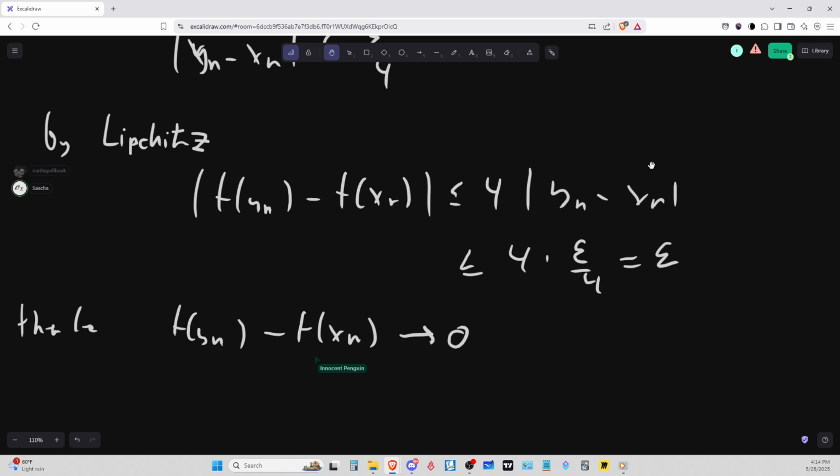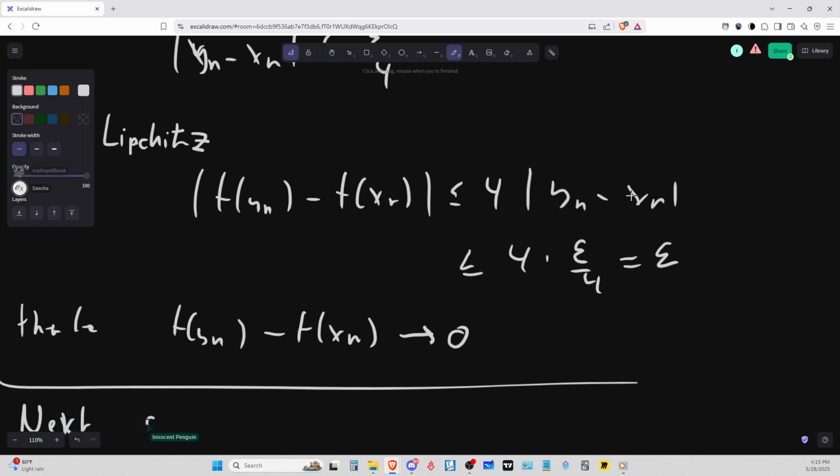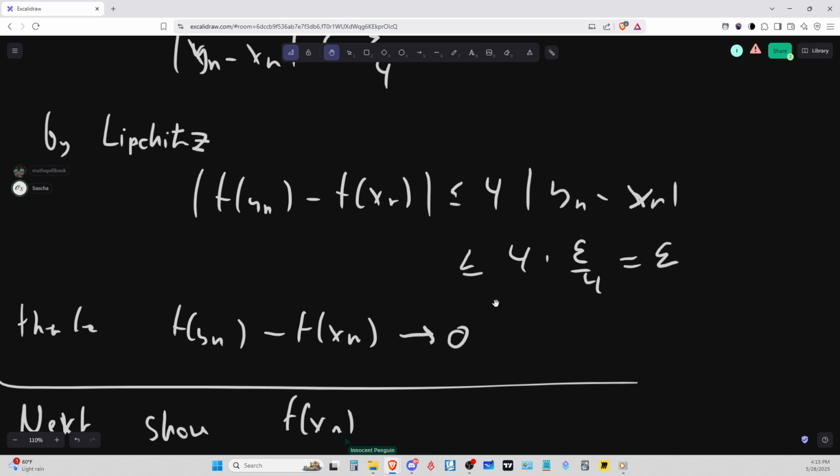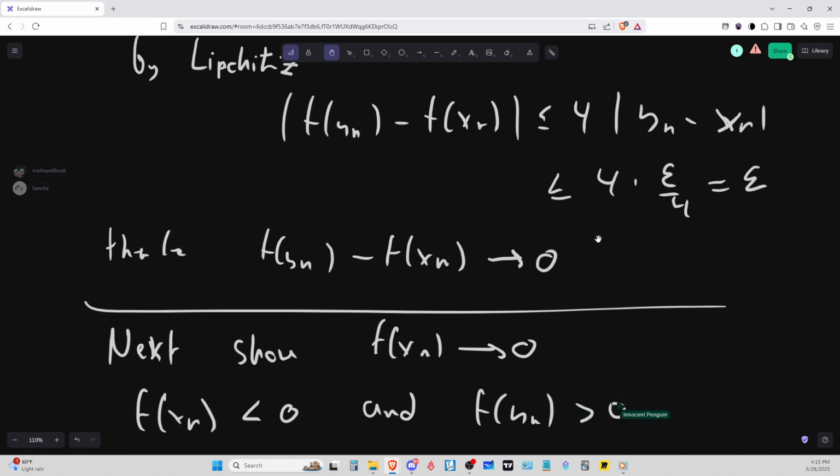And now we're very close. We just want to conclude that f of x_n is going to 0. Now I'm kind of speed running the thing. Why is that? It's because f of x_n is always negative and f of y_n is always positive. This is from the construction we had of the sequences x_n and y_n.